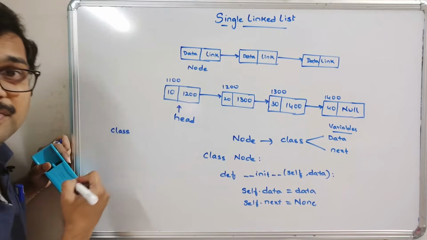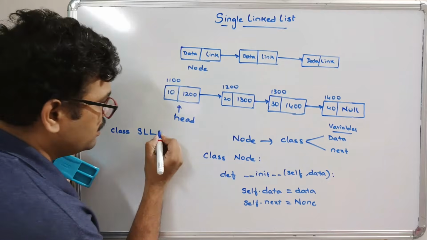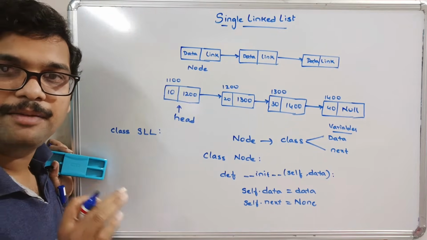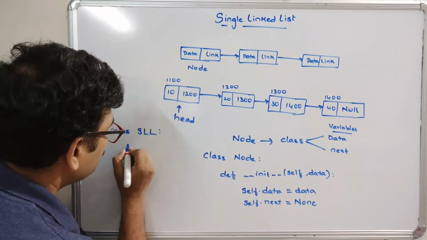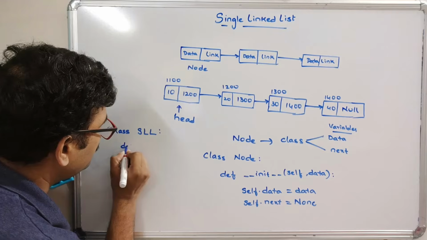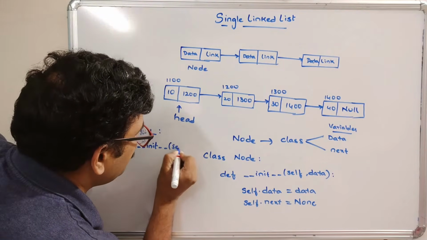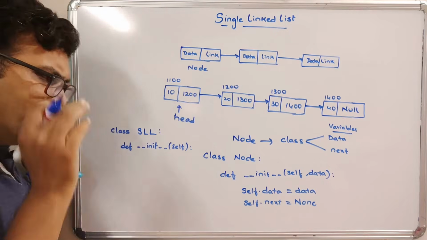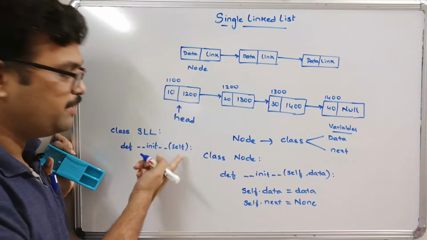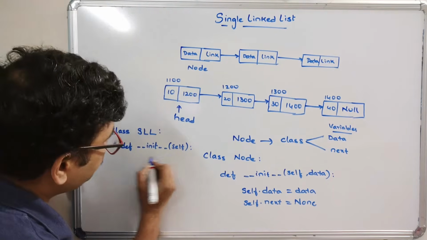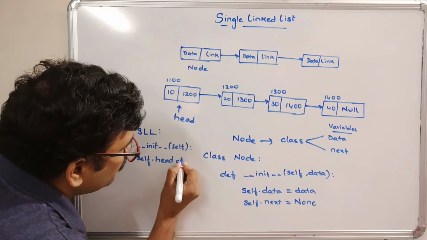So class SingleLinkedList. Here I will give some head, because the head points towards the first element of a linked list. I will go with the same constructor again. So def __init__(self). For every user defined function, including the constructor, the first parameter will be self. So self.head is equal to None.